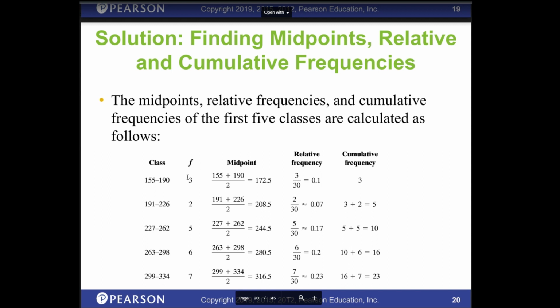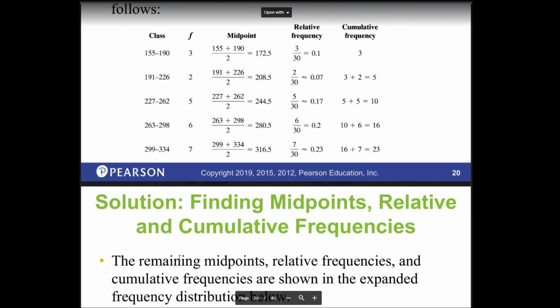So as you can see, we got the frequencies 3, 2, 5, 6, and 7. And then we have the midpoint, where he took the lower class limit plus the upper limit, divided by 2, which equals 172.5, and so on. For the relative frequency, f over n, he did 3 divided by 30, and then 2 divided by 30, and so on. And then the cumulative frequency would be 3, and then 3 plus 2, and then 5 plus 5, and 10 plus 6, and so on.